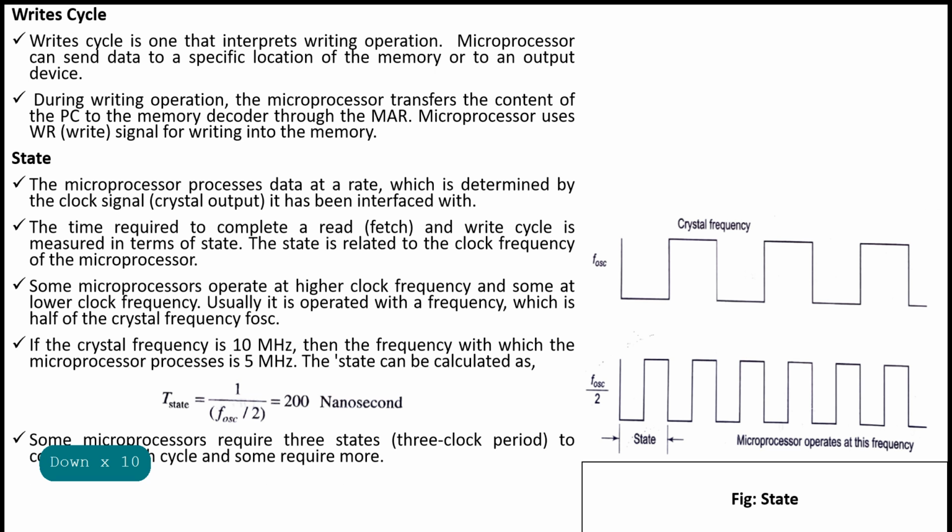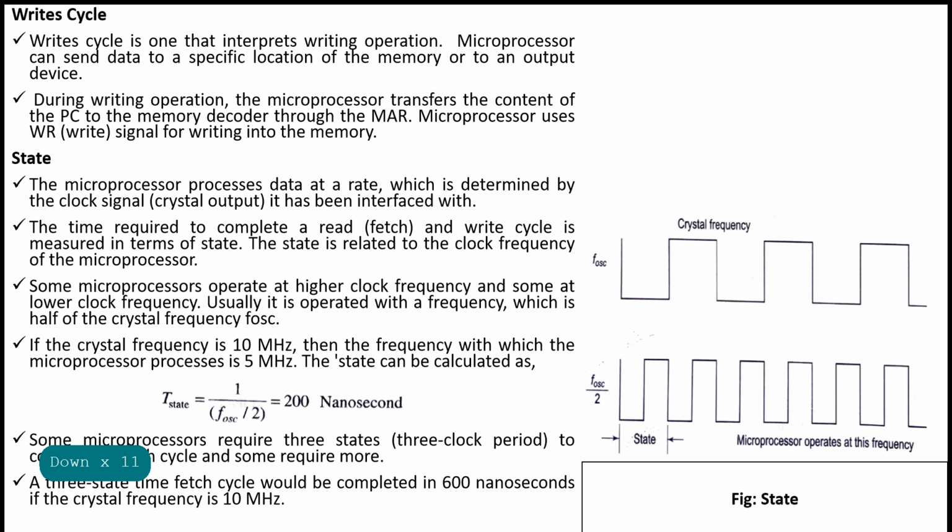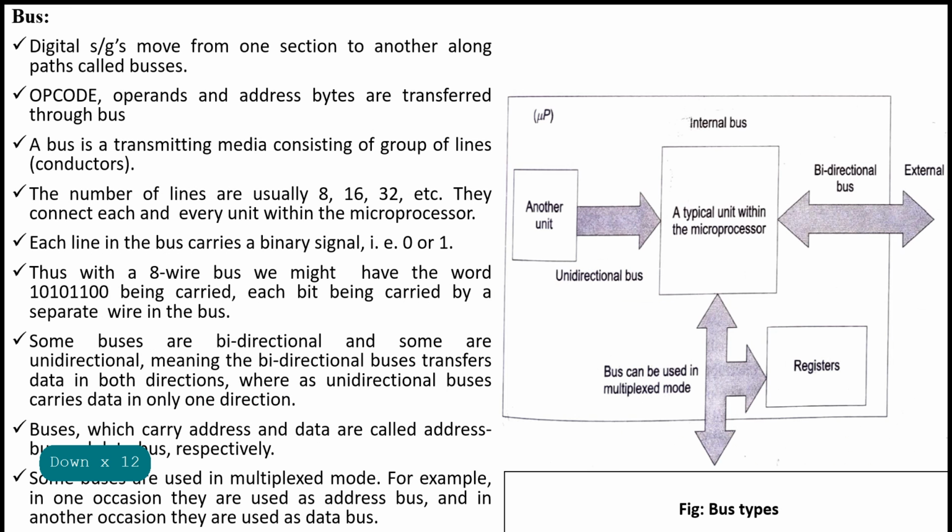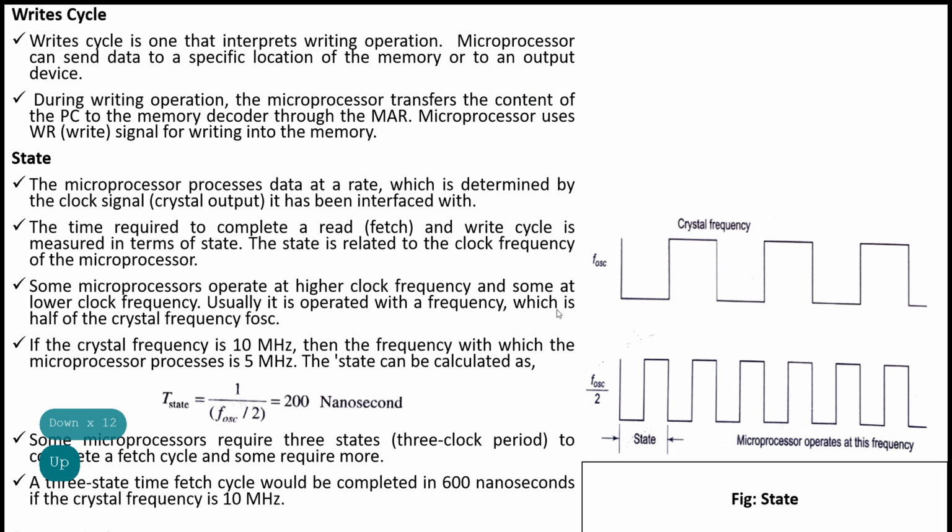Some microprocessors require 3 states, that is 3 clock periods, to complete a fetch cycle, and some require more. A 3-state fetch cycle would be completed in 600 nanoseconds if the crystal frequency is 10 megahertz. See, this is the diagram. So this is the crystal frequency here, one state. Thank you.